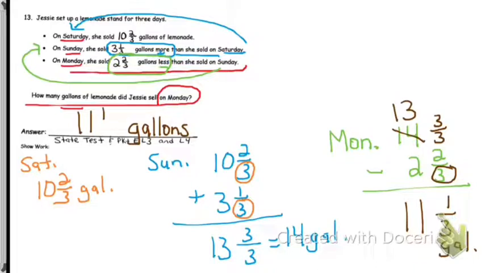Let's put that right into my answer line. 11 1/3. I'd already put the gallons, so that's perfect. How many gallons of lemonade did Jessie sell on Monday? She sold 11 1/3 gallons. That's our final answer to number 13.